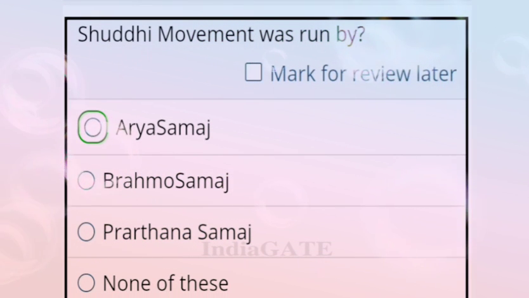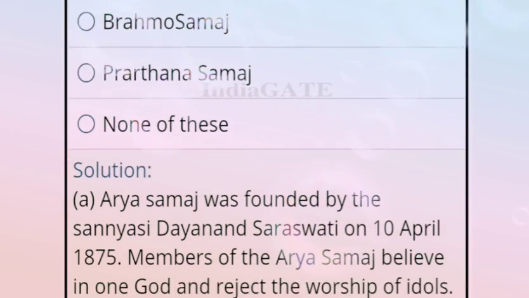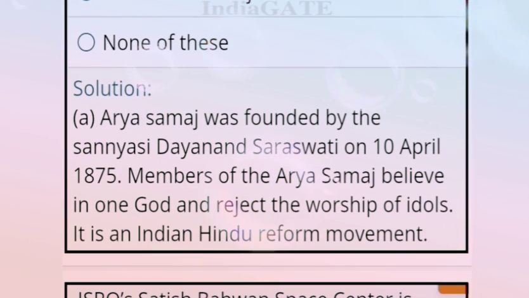Next, Shuddhi movement was run by? So the correct answer is Arya Samaj. And more information about Arya Samaj: it was founded by the sannyasi Dayanand Saraswati on 10 April 1875. Members of the Arya Samaj believe in one God and reject the worship of idols. It is an Indian Hindu reform movement.